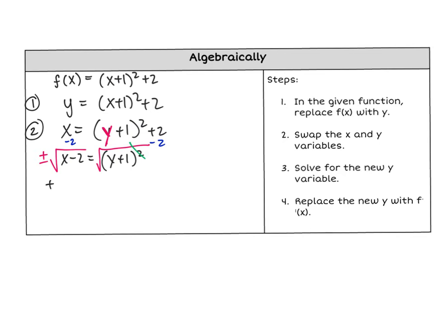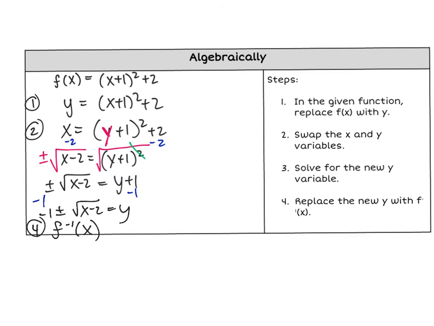Now this leaves us with plus or minus square root of x minus 2 equals y plus 1. And now I need to just subtract the 1. Now notice I put the minus 1 at the beginning. That way I know I add and subtract the square root of x minus 2 from negative 1. So I get negative 1 plus or minus square root of x minus 2 equals y. And then I just have to do the last step, which means I have to write it as f inverse of x. So the inverse of that function equals negative 1 plus or minus square root of x minus 2.